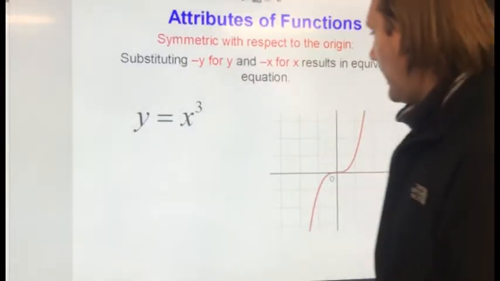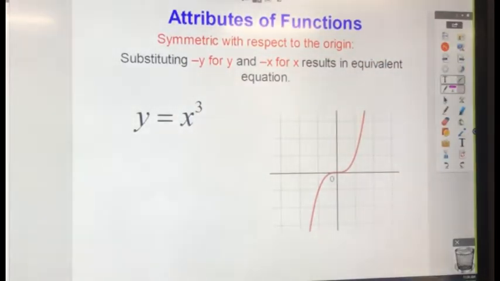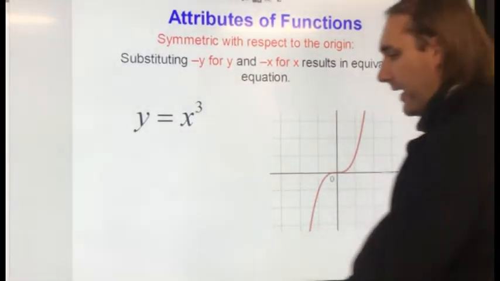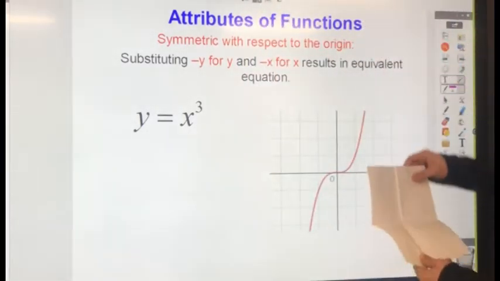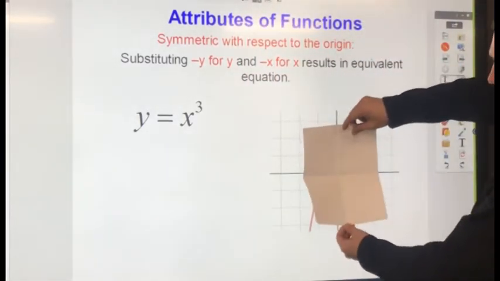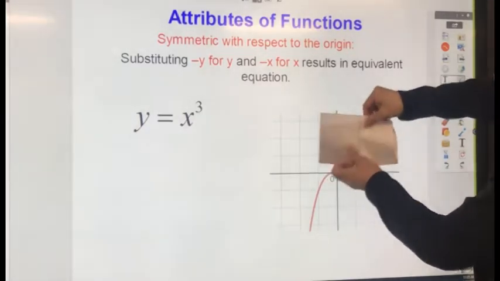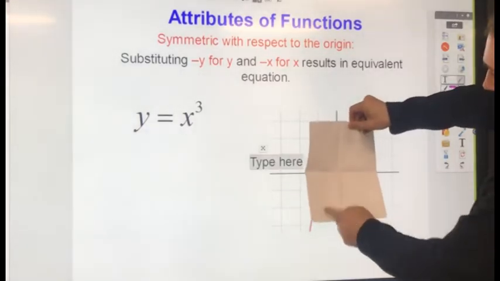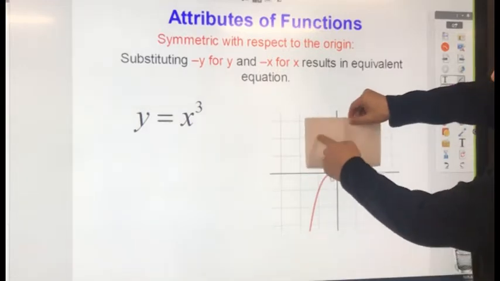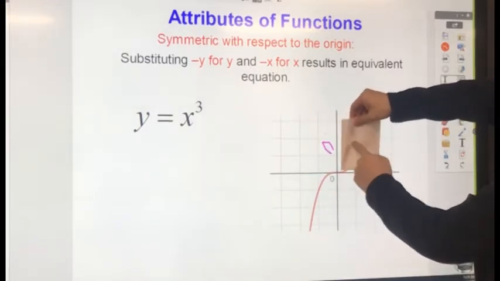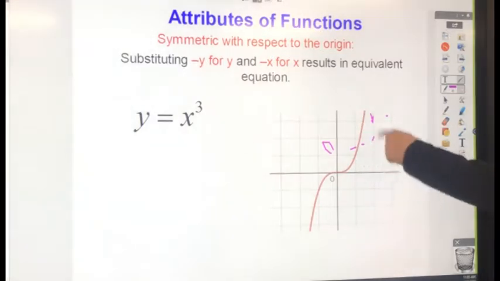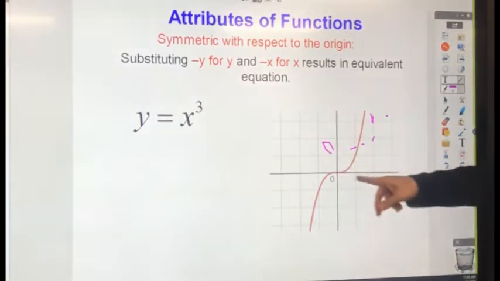One more, I can be symmetrical along the origin. Now how that works with the paper fold is that you're taking your graph, you're folding along the x, and then you're going to fold it along the y. So notice, if I have a graph down here, I'm folding along the x, it ends up right here. Then I fold along the y, where does it end up? Right here. So this is an example of an origin symmetry.